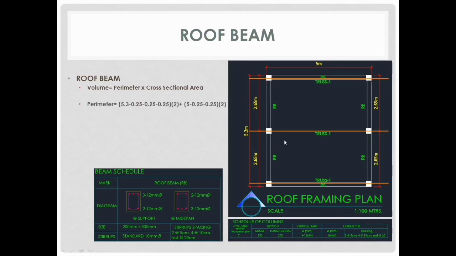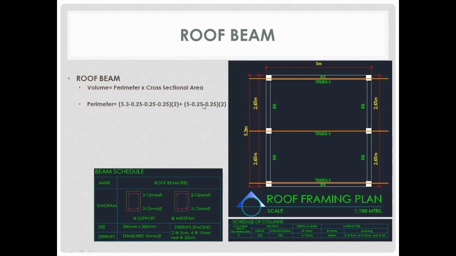Ngayon, yung perimeter natin, so ito yung computation, galing yan dito. So, 5.3, less natin yung width ng column kasi yung 5.3 natin is total length. So, kailangan lang natin kung ano yung haba ng roof beam natin. So, kaya kailangan natin yung cross-section dimension or dimension ng column natin, which is 0.25 by 0.25. So, tatlong column yan. So, mapapansin nyo, 3.25 binawas natin. Then, multiply by 2. Kasi, two sides, left and right.